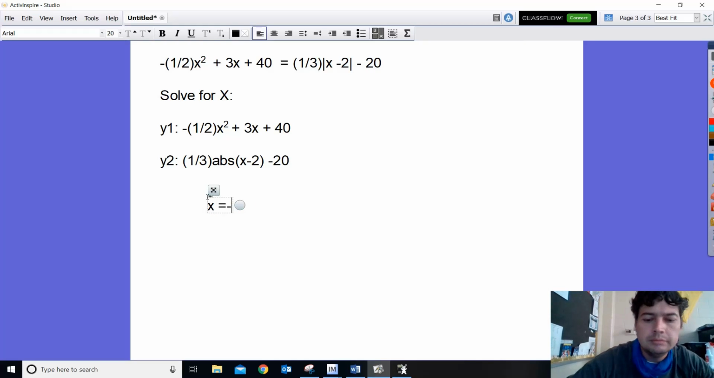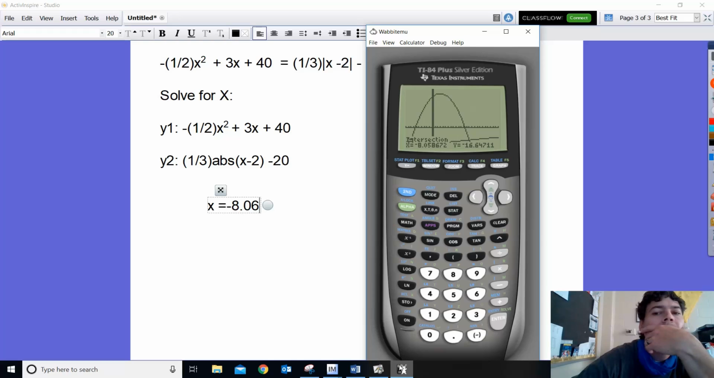No? On my calculator, Y2 is not showing up. I'm showing the V first, it's not.